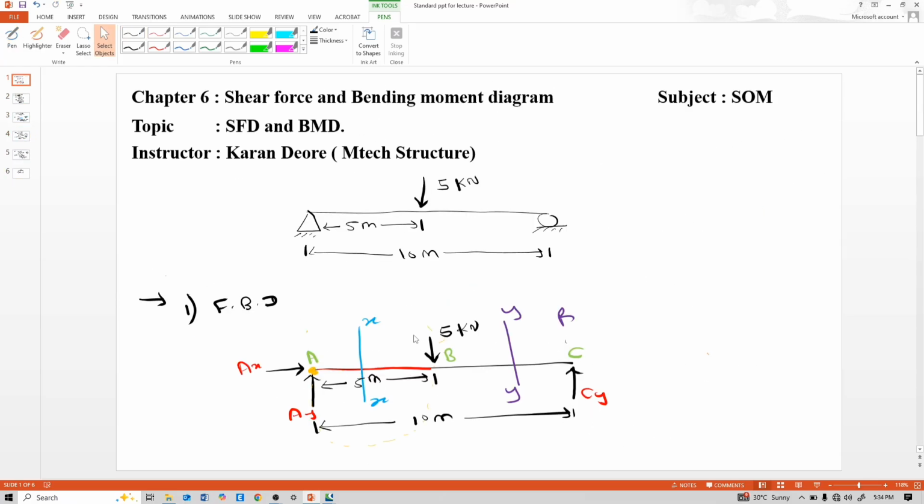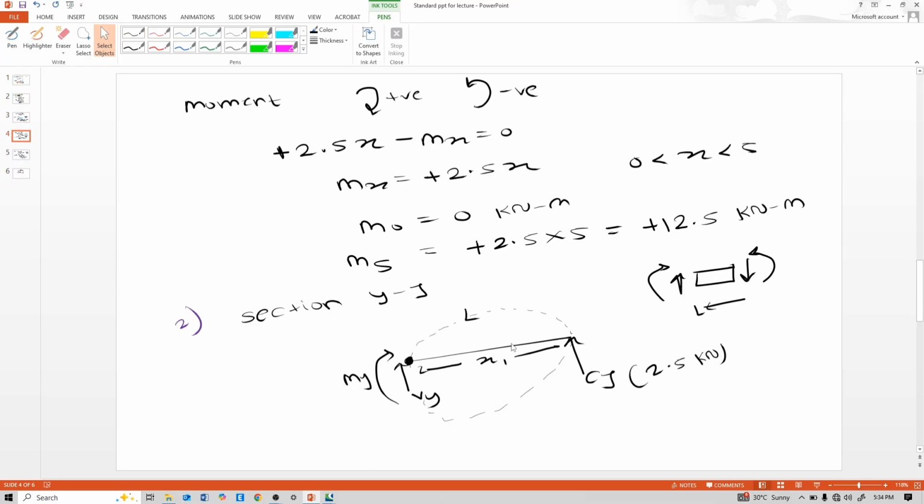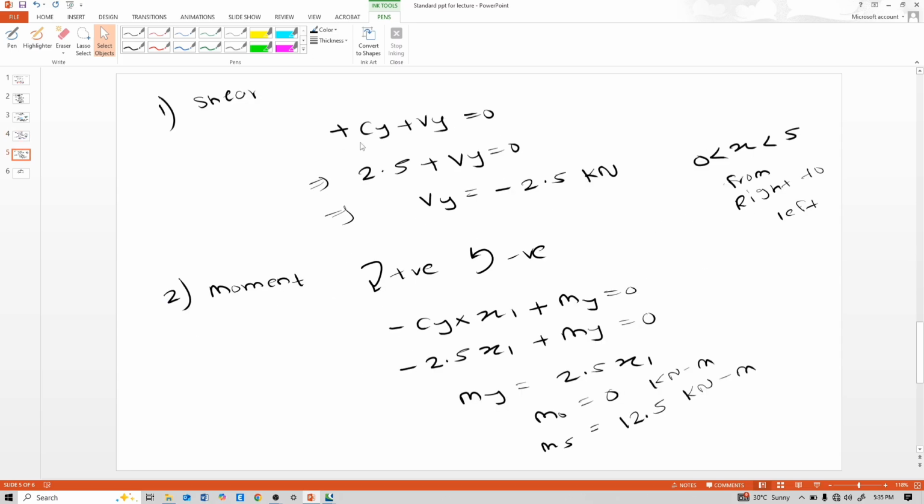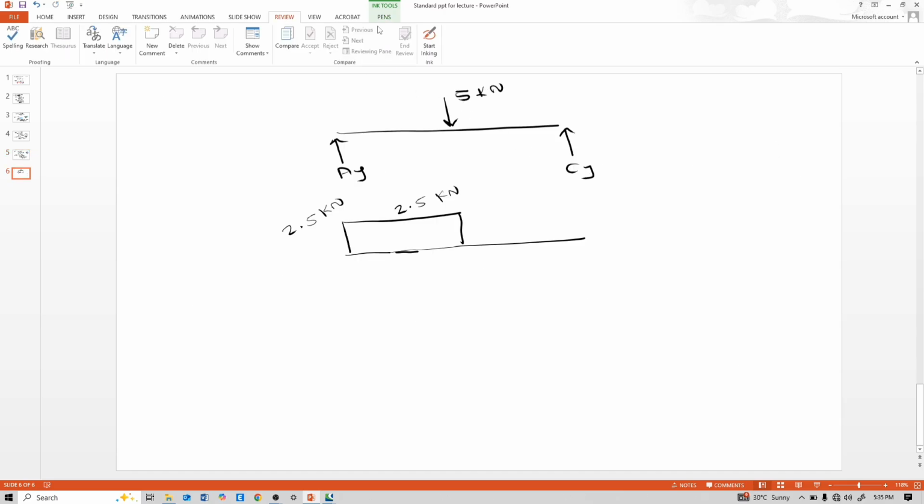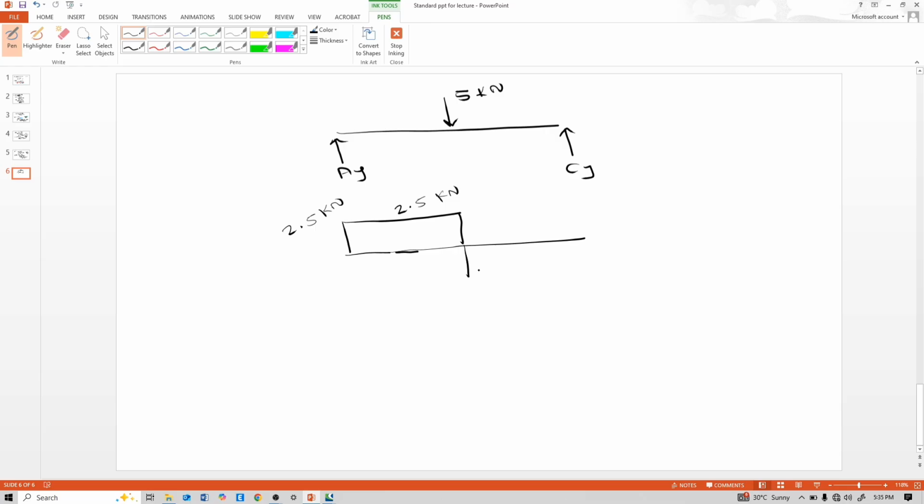And see, with the help of equation, here shear V at 0 from left is minus 2.5 kilonewton, V at 5 from left is minus 2.5 kilonewton. So here there is sudden drop. Minus 2.5 kilonewton. This is positive, this is negative. Now draw bending moment diagram also.